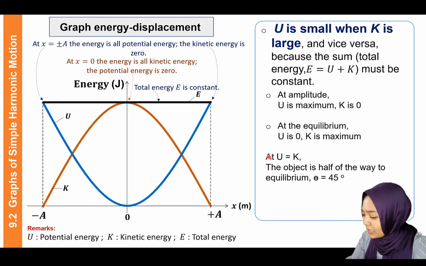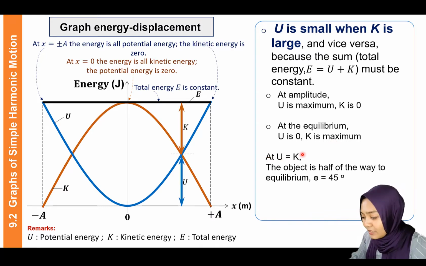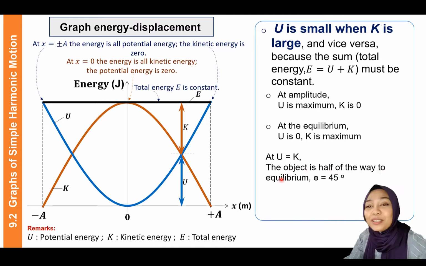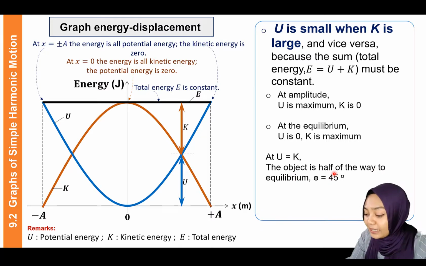Now notice this one. At U equals K, where is it? It is here. When U equals K, the object is halfway to the equilibrium and the theta is 45 degrees, because they are all 90 degrees. So halfway is 45 degrees. And then from there, we can calculate what the displacement actually is for this one. So let's see.